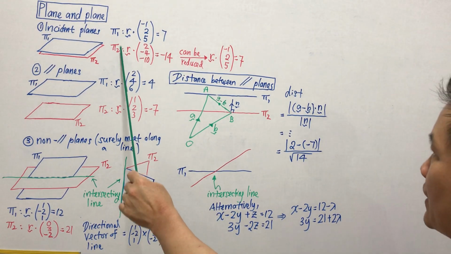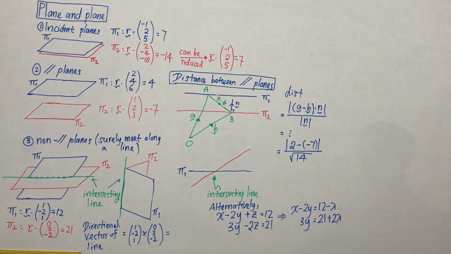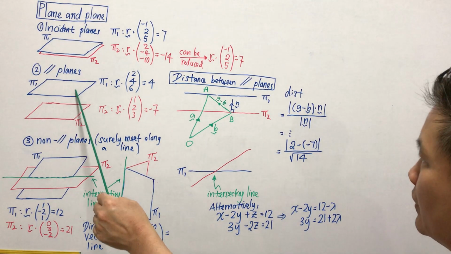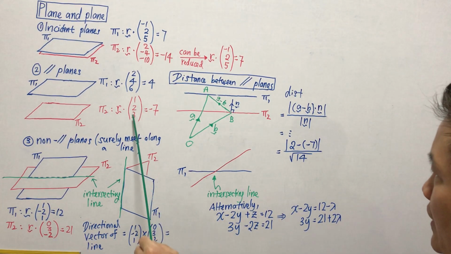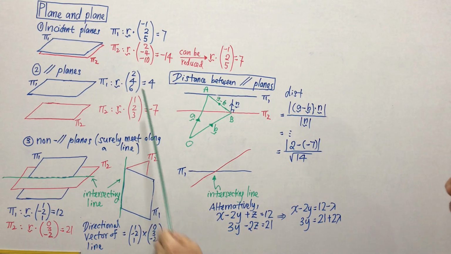then these two planes are like one and the same plane, or you can think of them as just two planes where one is overlaying the other, and we call them incident planes. Secondly, if they are parallel and distinct, like in this case, how do we know if they are parallel? Again, when these two vectors are parallel to each other.